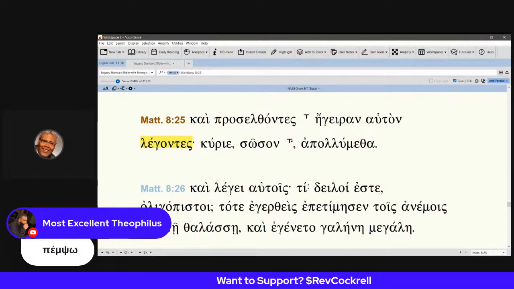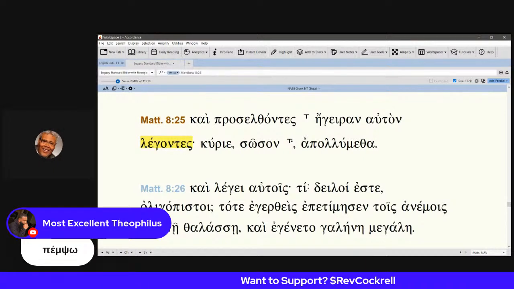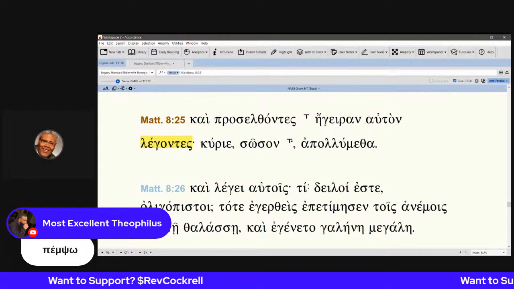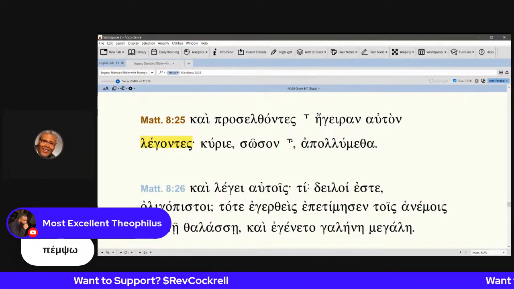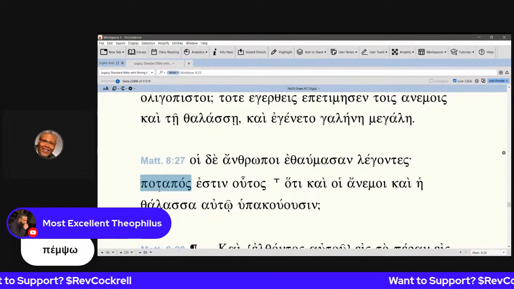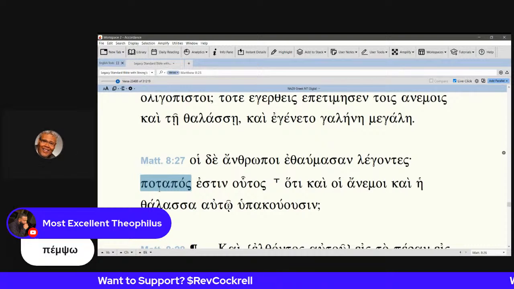Yes, the storms are going to come in life. Yes, sometimes it seems like you're going under for the last time, but he is on your boat. He got up, he rebuked the winds and the sea, and it became perfectly calm. And the men were amazed at him, and they say, what kind of man is this? In verse 27, what potapos? Where did this man come from?